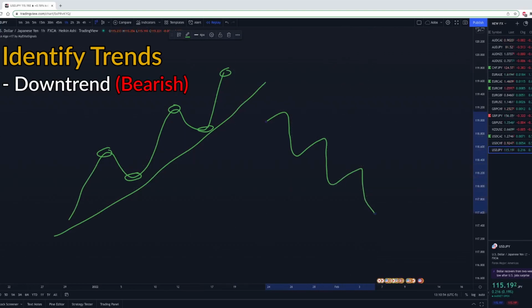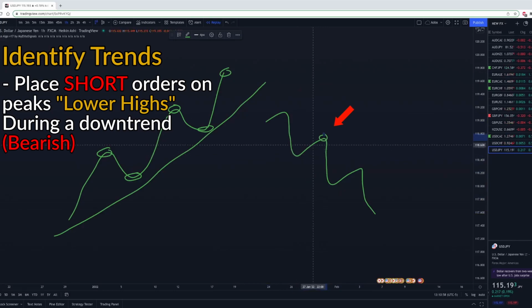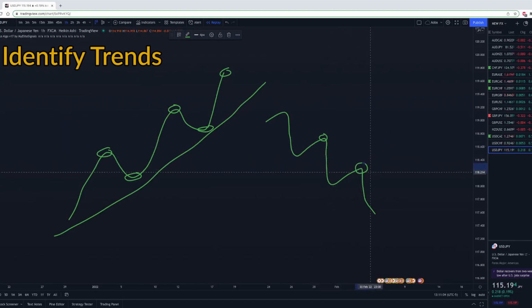Now, if the chart is going the opposite direction, so it's making lower lows and lower highs, this is considered a downtrend. You only want to be placing your trades right here when the price goes back up to retest a support or some kind of trend line, and then it's going to go back down. These are where you want to be placing your trades on a downtrend, so you only want to be placing short signals on a downtrend.